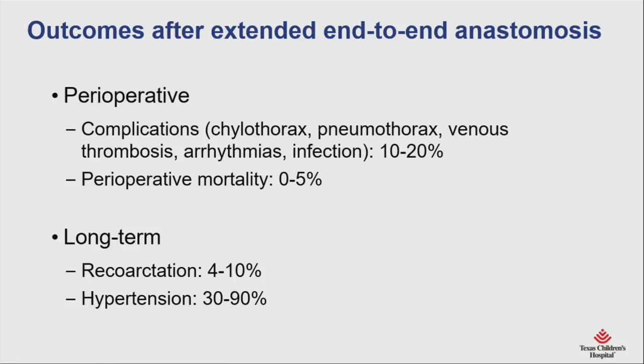There's a study from Australia where they actually did exercise testing on all these patients in the long term, and what they found is that 90% of patients with repaired aortic coarctations actually had exercise-induced hypertension. So hypertension continues to be a problem. That's something that these patients should be followed for in the long term because of risk of intracranial aneurysms, et cetera.